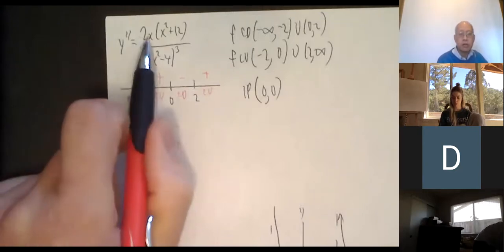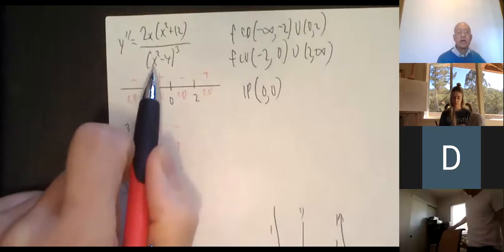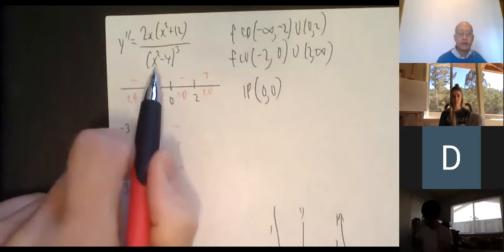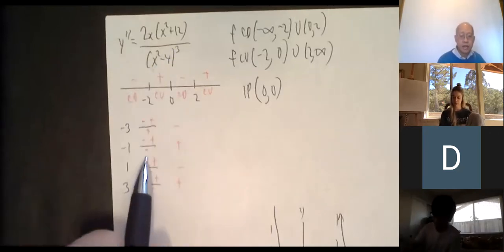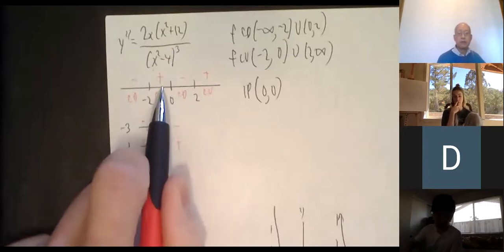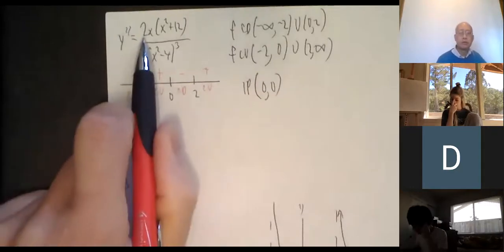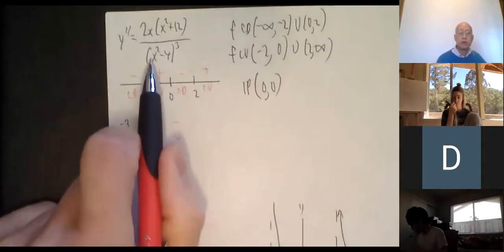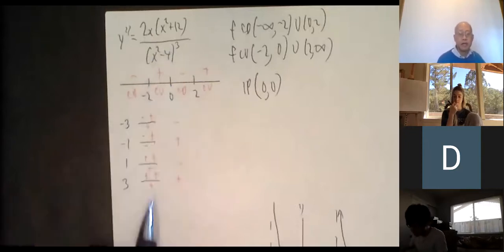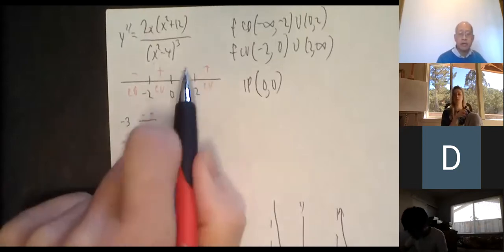Okay, negative 1. 2 times negative 1, negative. I already know that's positive. Negative 1 squared, 1. 1 minus 4 is negative 3. Negative 3 cubed, negative. 2 negatives, positive. Positive 1. 2 times 1, positive. 1 squared is 1. 1 minus 4, negative 3 cubed, negative. So I have positive times positive divided by negative, negative.